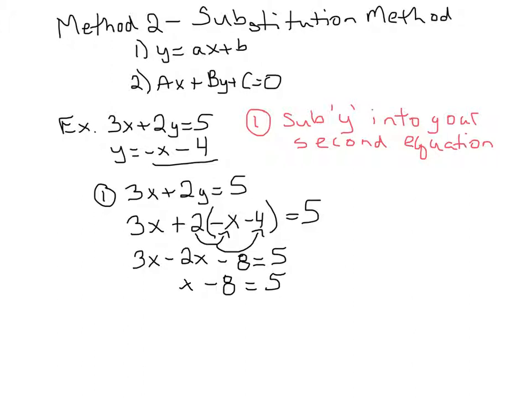What am I going to do to get my x by itself? Add the 8 on both sides. Plus 8, plus 8. I'm not going to minus x, because x is already by itself on one side. If I had x's on both sides, then I would have to do that step, but I don't here. So negative 8 plus 8 is gone. 13. X equals 13. Am I done?